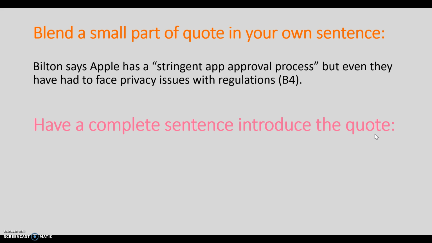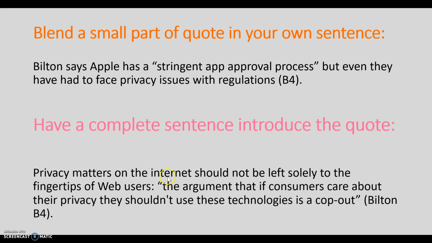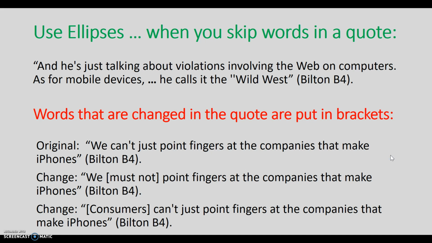You can also have a complete sentence introduce the quote, and that would separate the complete sentence from the quote using a colon. So it's another variation. And these help you without saying the word Bilton says, the author says, the author says. It kind of helps you change it up. You can also use an ellipses if you're skipping information, and on the handout you can look at the green selection and see what words I skipped.